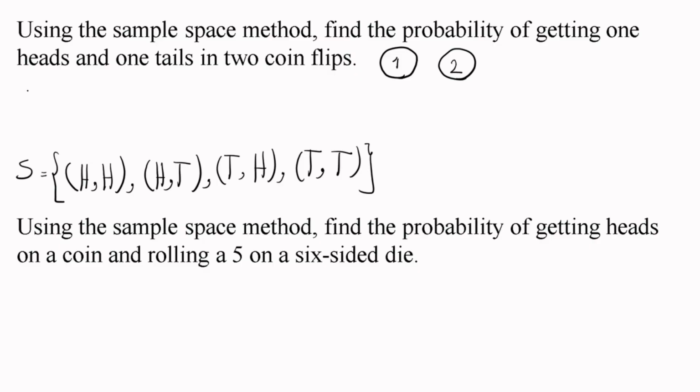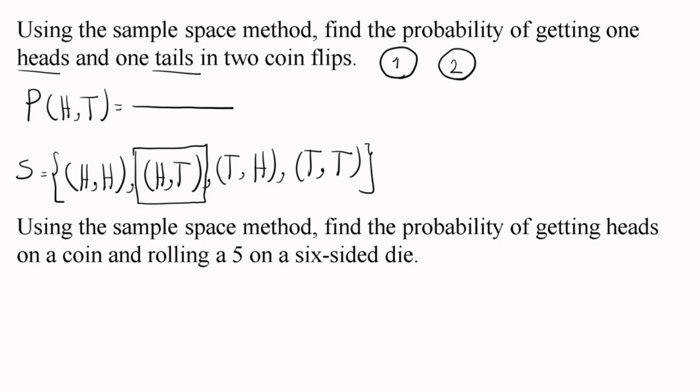Now I'm gonna write the formula of probability. I want to find the probability of what? Heads from the first one and tails from the second one. So I'm gonna show it with H, comma, T, exactly like an order pair. So how many favorable outcomes do I have here? As you can see, I have only one favorable outcome, getting heads from the first trial and tails from the second trial. I'm gonna write it in the numerator.